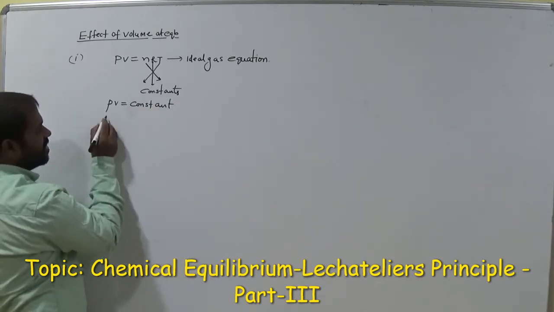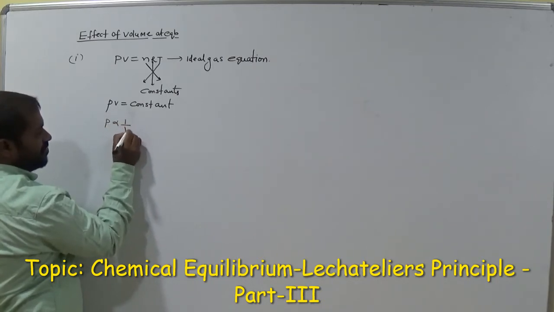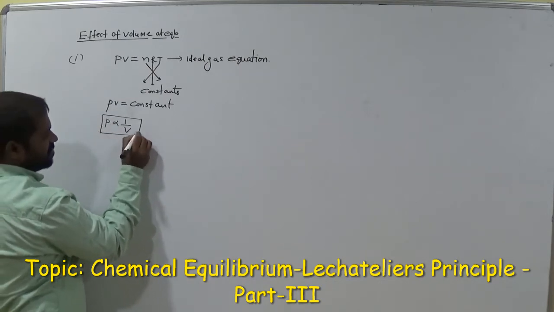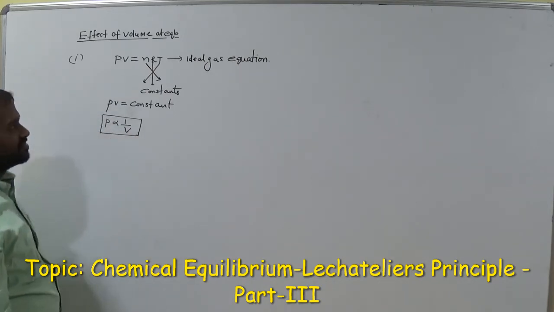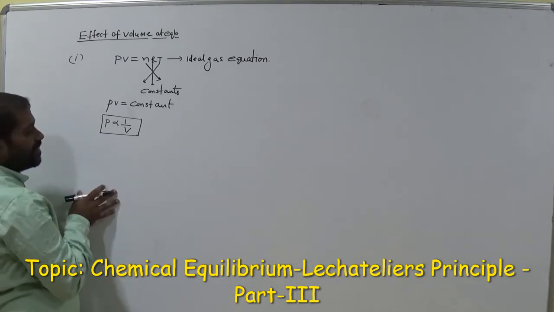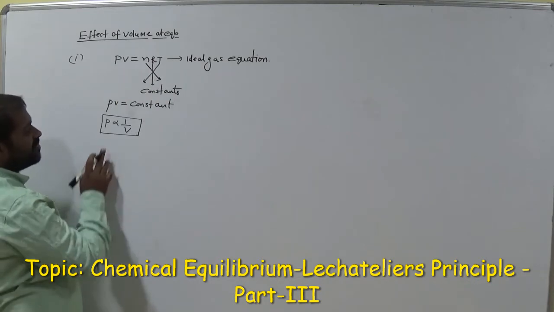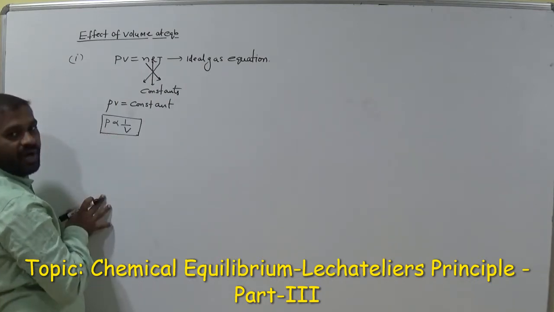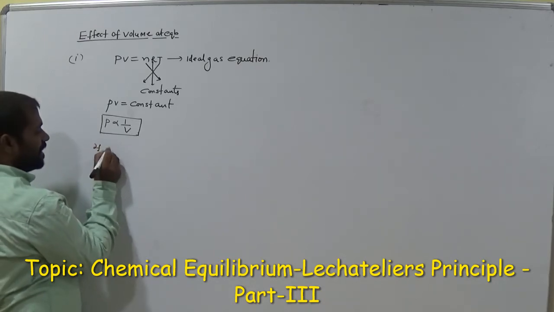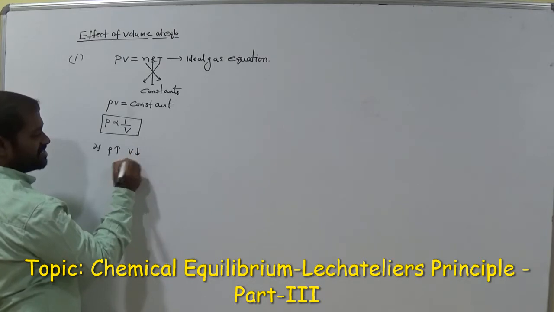So from this, P is inversely proportional to V. Am I right? It is Boyle's law, you know. Where temperature is constant and n is constant, P is inversely proportional to the volume of the gas. That means if pressure is high, volume decreases.